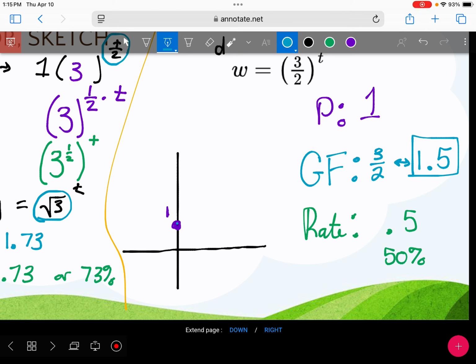We can see that here. So if I start at 1 and it's got a growth factor of 1.5, if I went over 1 unit of t, this would be at 1.5. If I kept going, it would keep going up like this. So this would look kind of like this.